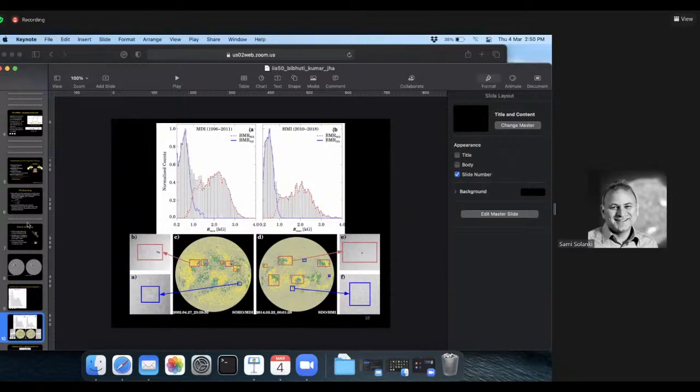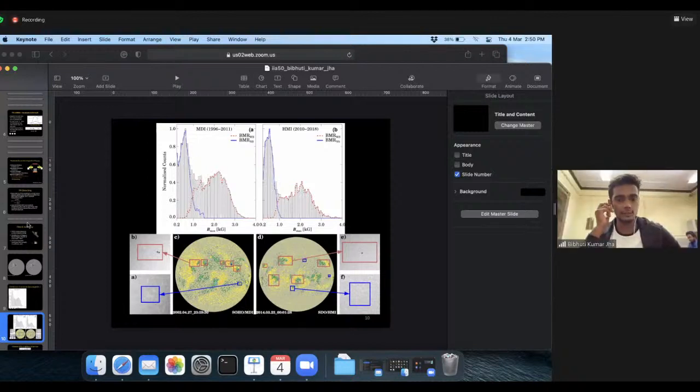Is that correct? For ephemeral regions, we have not followed the definition that Hagenaar first used for ephemeral regions from the MDI data. Since we have not followed that definition, which is based on flux, we have only looked for the bipolar regions.